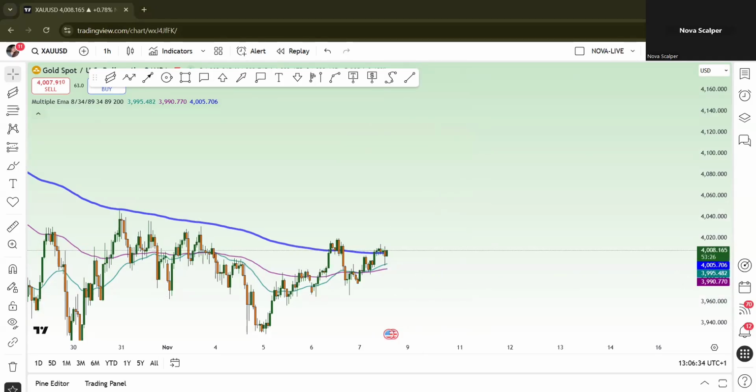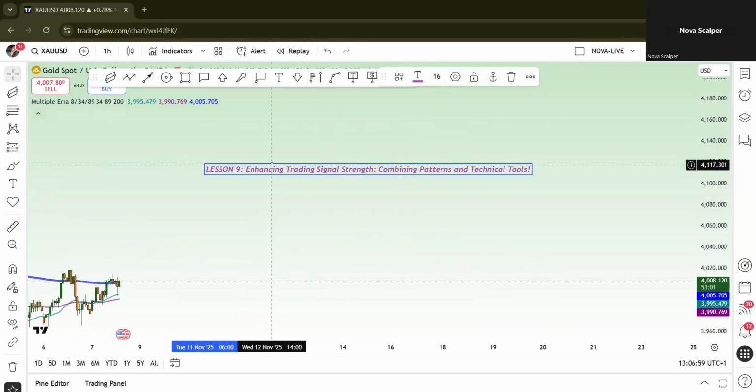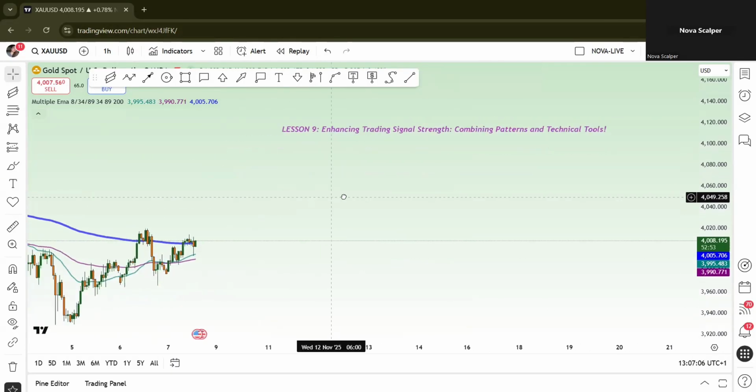I will show you the title of today's lesson on the chart, and I will give you real examples by using the gold chart or other currency pairs or crypto. It also depends on which assets are forming the suitable pattern, like today's lesson. And this is the topic: enhancing trading signal strength by combining patterns and technical tools. Okay.